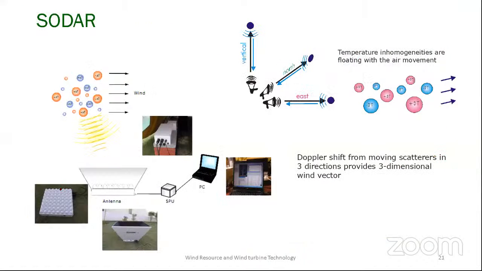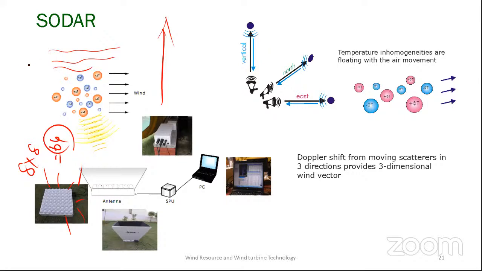So what does it contain? This sodar contains many antennas. You can see here I have an 8 into 8, that means 64 transducers. This transducer can emit sound into the atmosphere. It will go vertically, right? Here you can see the wind is blowing from this direction to this direction, and the atmosphere has inhomogeneous temperature and particles, small particles, large particles. When the sound goes upward, it will hit the surface of the particles, then it will echo back, depending on the height.